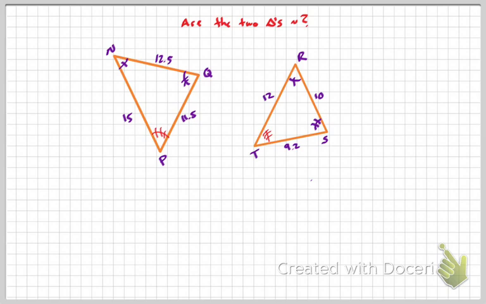The way that I would recommend is pick a side. So I'm going to pick 12.5 right here, because that's between our single dash and our double dash angles. I'm going to be making ratios left over right, so the lengths on the left over the lengths on the right. Now on the right, I'm looking for the side length that's between the single dash and the double dash angle, which would be side length 10.